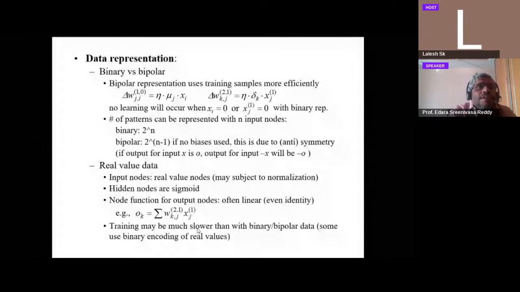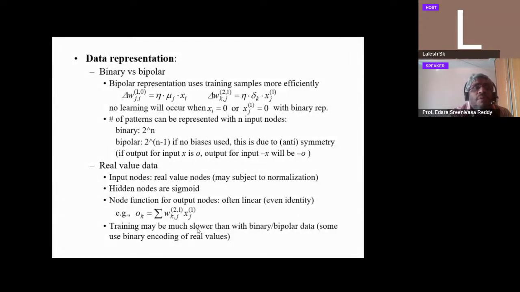And similarly, data representation, binary versus bipolar. Bipolar representation uses training samples more efficiently. Binary means 0 and 1, bipolar means minus 1 and 1. Better to use bipolar. No learning occurs when the input is 0. When it is bipolar, then learning will again be there.